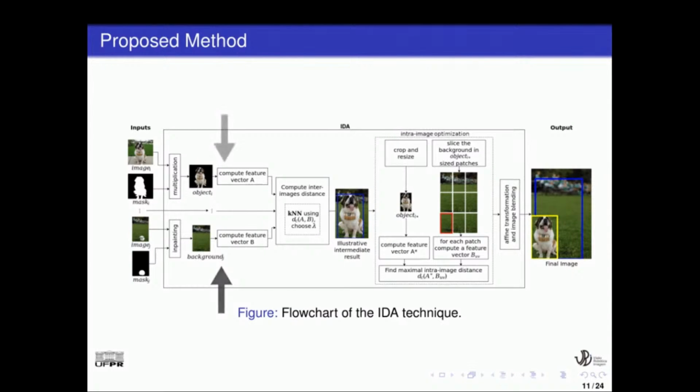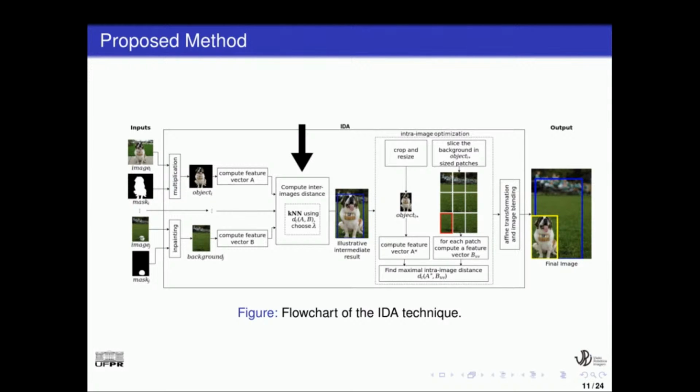A feature vector A is then computed for the object I, and a feature vector B is computed for the background J. The K nearest neighbors method is then used to compute the inter-image distance between each vector.